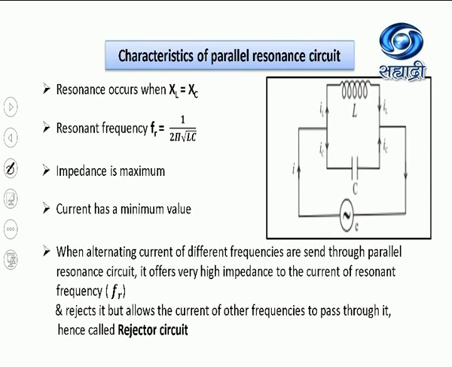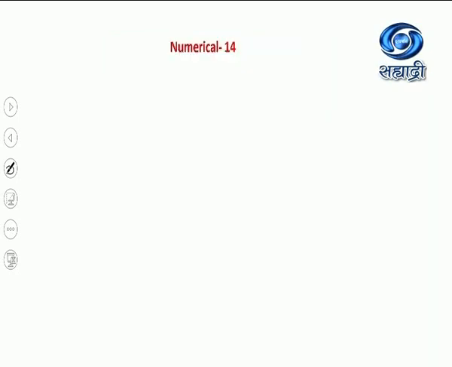When alternating currents of different frequencies are sent through a parallel resonance circuit, it offers very high impedance to the current of resonant frequency and rejects it, but allows the currents of other frequencies to pass through it. Hence, it is called rejector circuit. So what happens at resonant frequency? At resonant frequency, it does not accept the current. It accepts currents only of frequencies other than the resonant frequency. So here we can say that it rejects the current at resonant frequency. That's why this circuit is called rejector circuit.